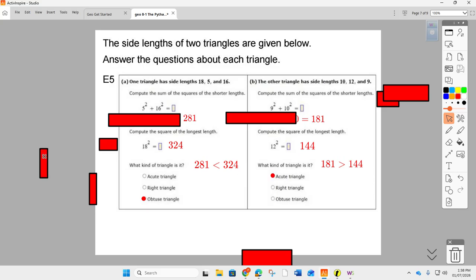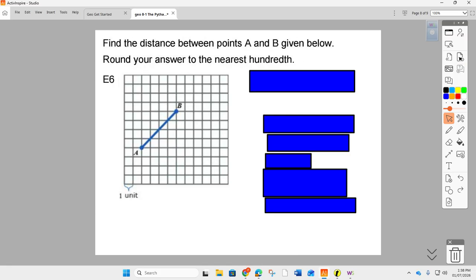All right, any questions? One more, right? Y'all caught up? All right. Find the distance between points A and B given below. Round your answer to the nearest hundredth. We could use a distance formula for this. We learned how to do this already. We've used it multiple times.